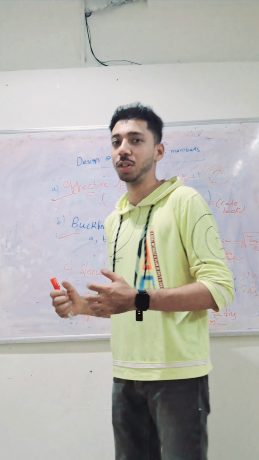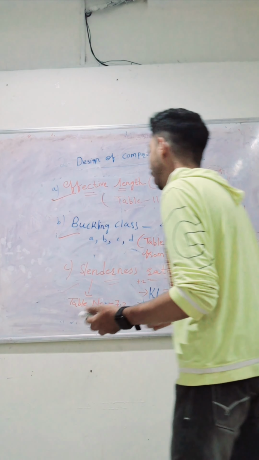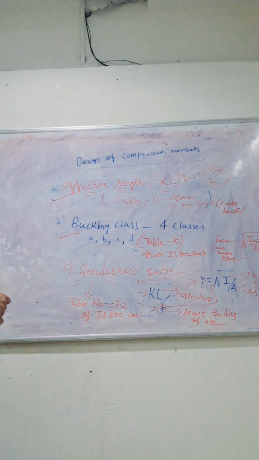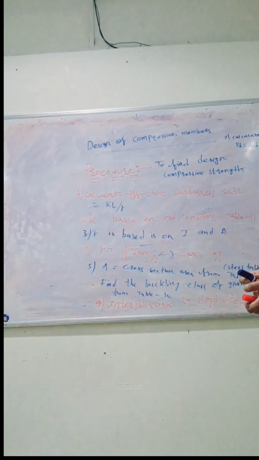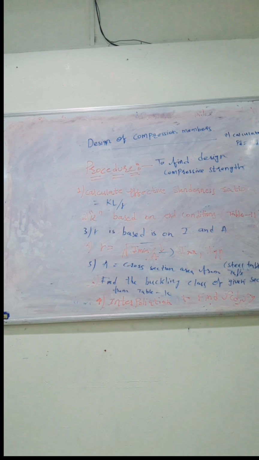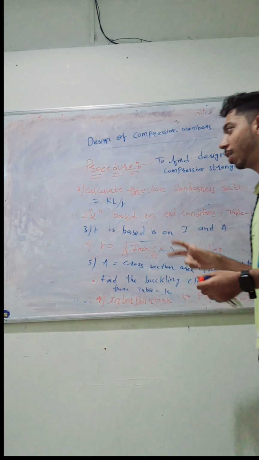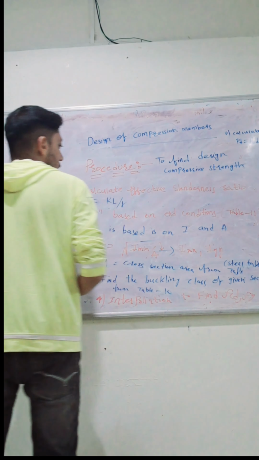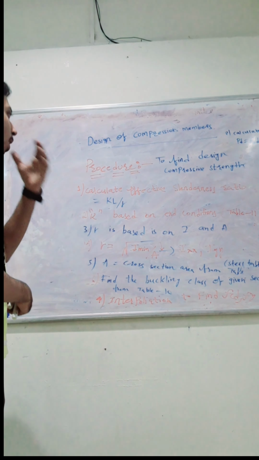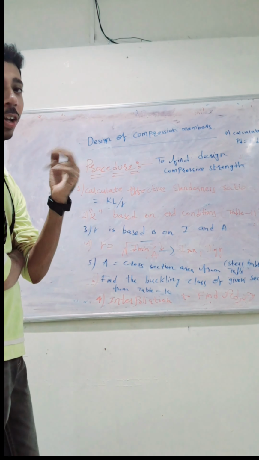The design procedure, the design compressive strength. Okay, these would be some provisions. You see the procedure for how to solve the design of compression members. Okay, procedure to find the design compressive strength. Now in the procedure, first we calculate the effective slenderness ratio, which is equal to KL by R.